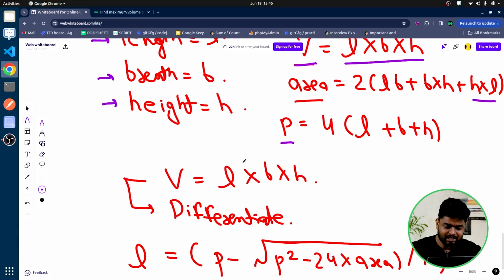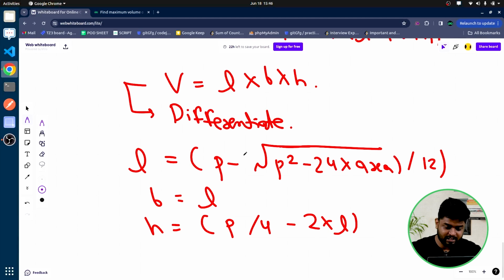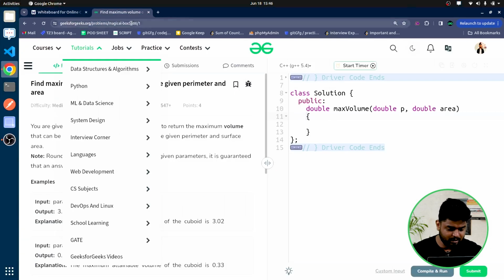Now after that you have to maximize the value of volume. Now you can find everything in terms of L. If you substitute the values here, you'll get L as this, then breadth will be this, and height will be this. Now when you substitute in V, and then differentiate the volume with respect to the length, and then try to optimize, you will get the formula. So let me write this final part here.